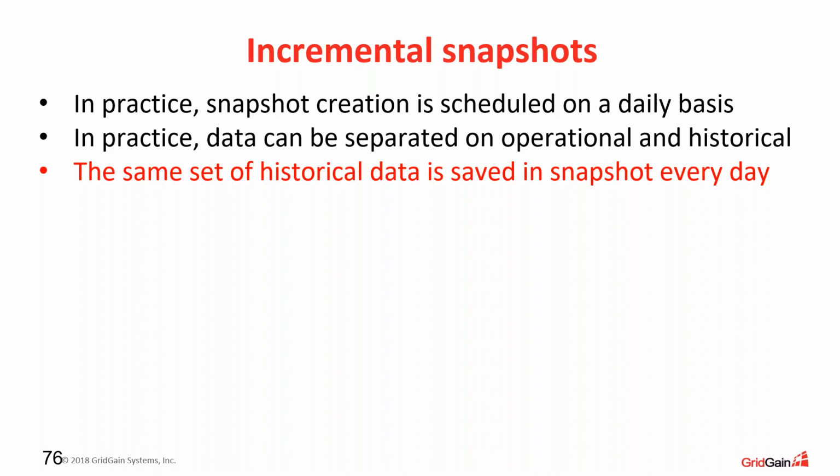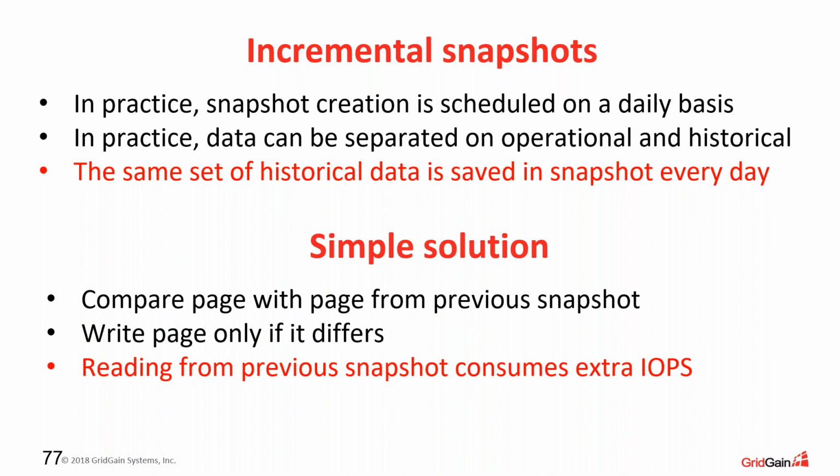We again and again save the same historical data. We might want to get rid of it in order to save space. And how can we achieve it? Data is stored in pages, and we can just compare pages. When we write a snapshot, we can compare the current state of the page with the state from the previous snapshot. And we can write the page only if it differs. This will bring us a first approximation to an incremental snapshot.